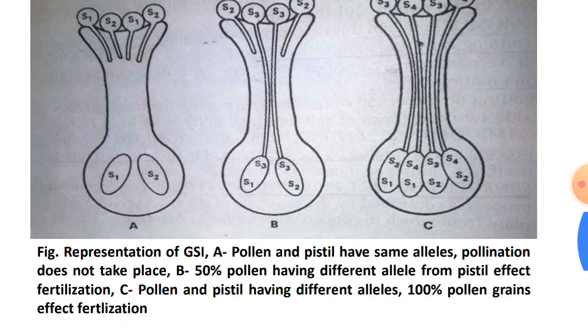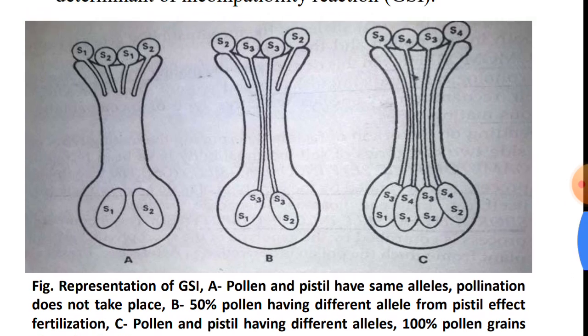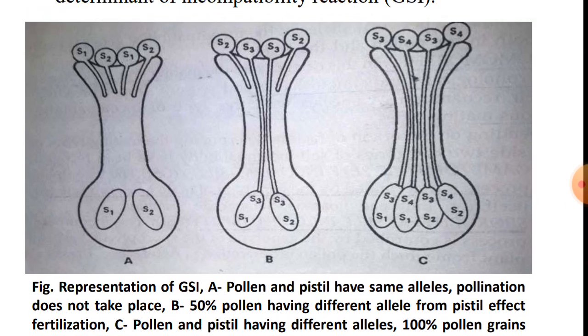Figure C, here the genotype of the female parent is S1, S2, and the genotype of the male parent is S3, S4. That's why all the pollen grains formed here will be able to effect fertilization, because of the pollen grains formed, 50% will have the allele S3 and 50% will have allele S4.